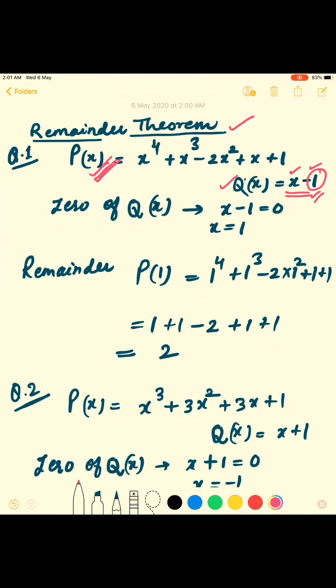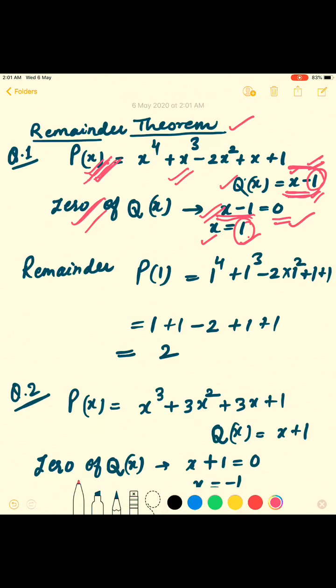Again, I am letting you know, if you are dividing by x minus a, then putting this a in place of x in this polynomial, whatever result comes, that result is called the remainder. Okay, so first of all, we are given this q(x). I am finding the zero of q(x). It means the value of x which gives this x minus 1 as 0. So I put x minus 1 equals 0. So the value of x comes out to be 1.